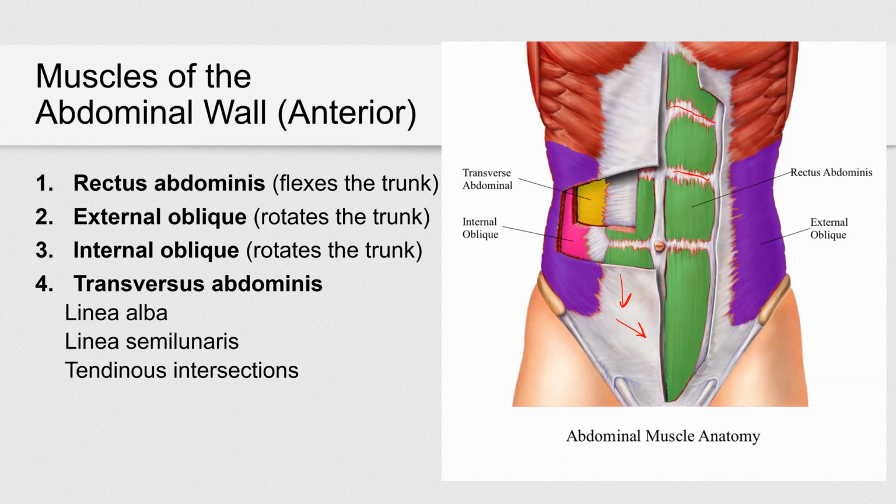Linea semilunaris are those lines. So it will be here and here. And those are tendinous intersections, and they divide your rectus abdominis into what we call a 6-pack, right? So we have 1, 2, 3, 1, 2, 3. So we have the 6 pack. So again, we have linea alba in the middle. We have linea semilunaris on the lateral side from linea alba, and tendinous intersections are horizontal tendons.